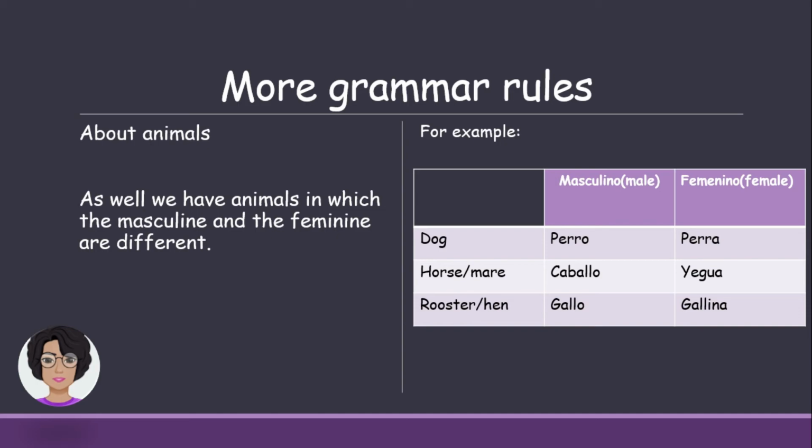But in English, you as well have two different words to make a difference in the gender. So you have horse and mare, and as well in Spanish, we have caballo for horse and yegua for mare. So we have as well rooster and hen. Rooster will be gallo in Spanish. Hen will be gallina in Spanish.